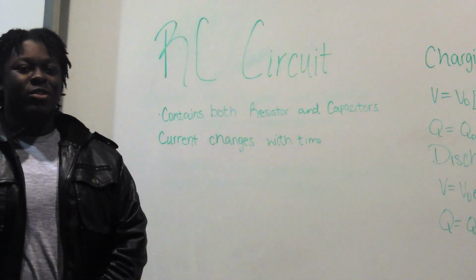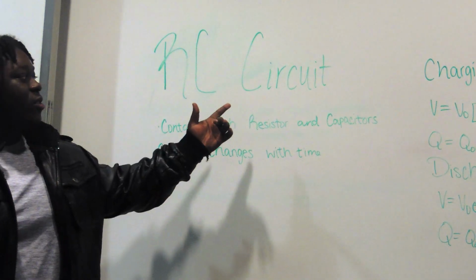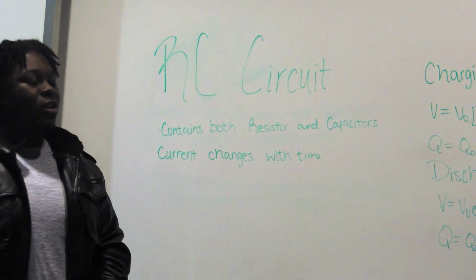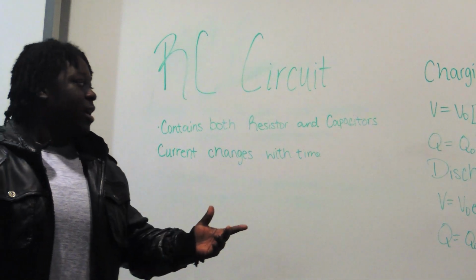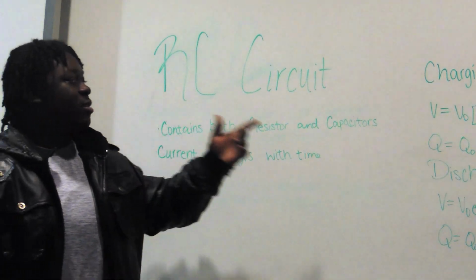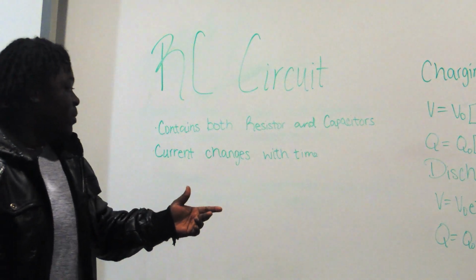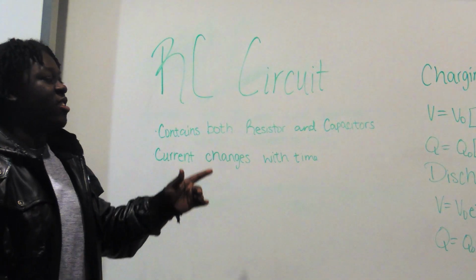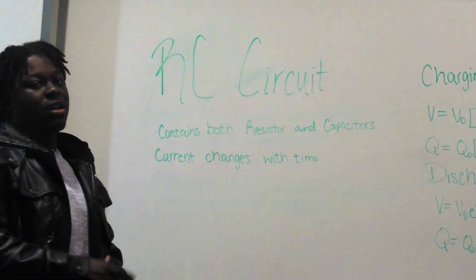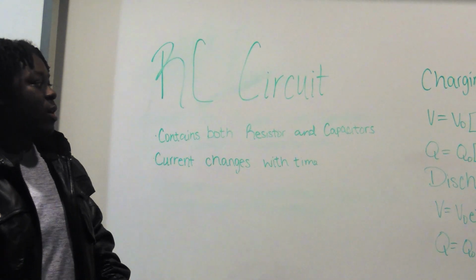My name is Anthony Folks, and I am back here to talk to you about RC circuits. RC stands for resistor-capacitor circuit, and as the name implies, you have both a resistor and a capacitor in the circuit. Also to note, your current, voltage, and charge change with time. They are not constant throughout the circuit.